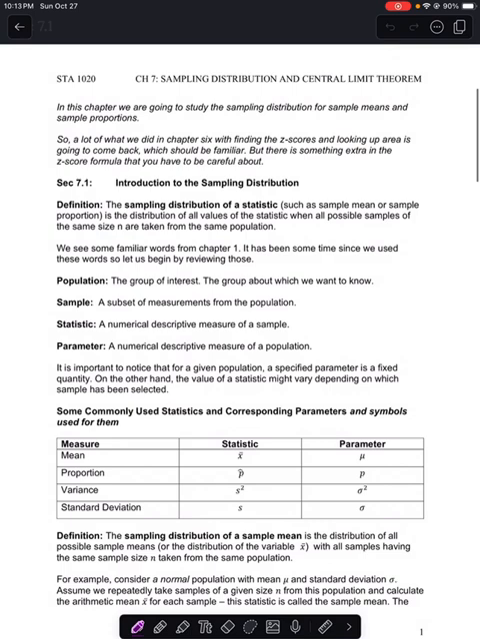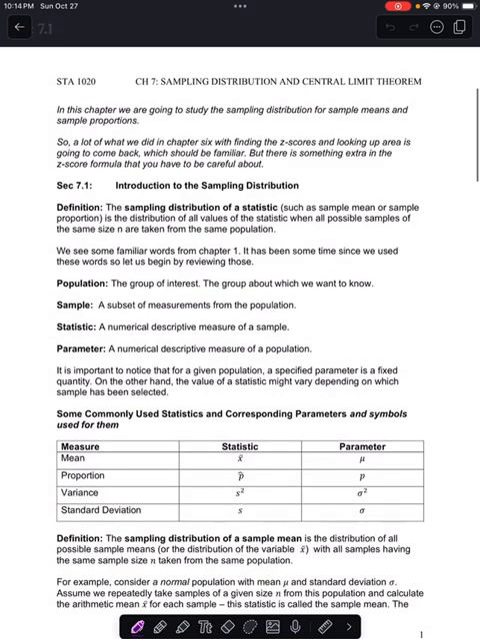Hello, we are looking at chapter 7. This is about sampling distribution and central limit theorem. In this chapter, we are going to study what a sampling distribution is, and we will study two types. One will be the sampling distribution for sample means, and the other one will be the sampling distribution for sample proportions.